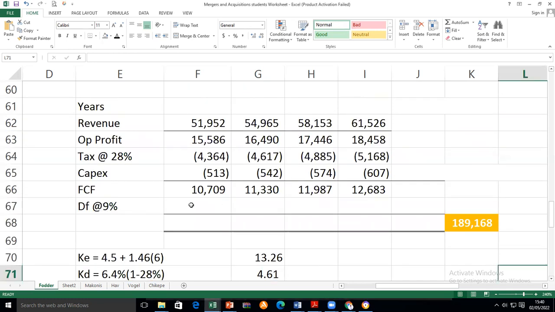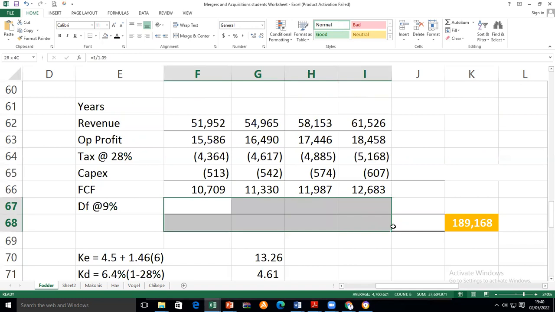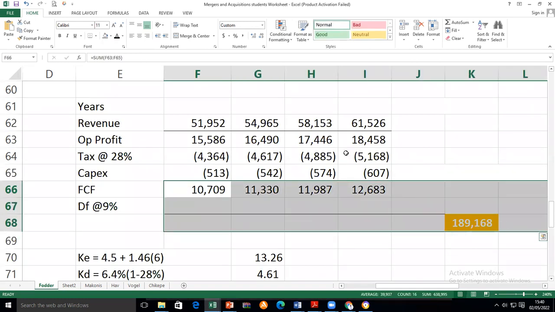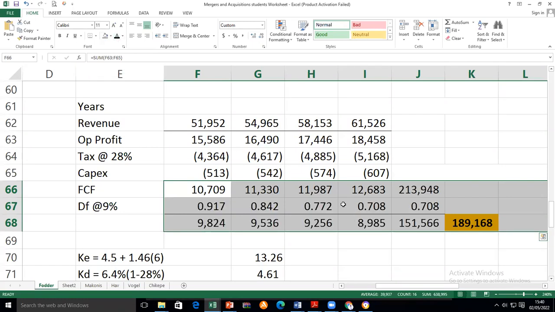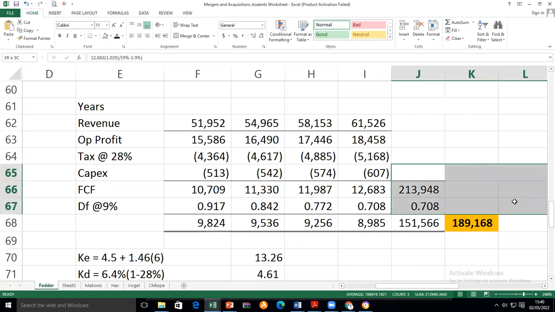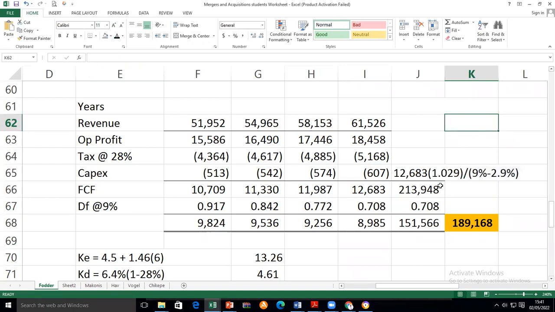So now I'm sure we understand what all this means. So there we are. These are discount factors. We discount and we get what we're looking for. Let's look at the terminal value.